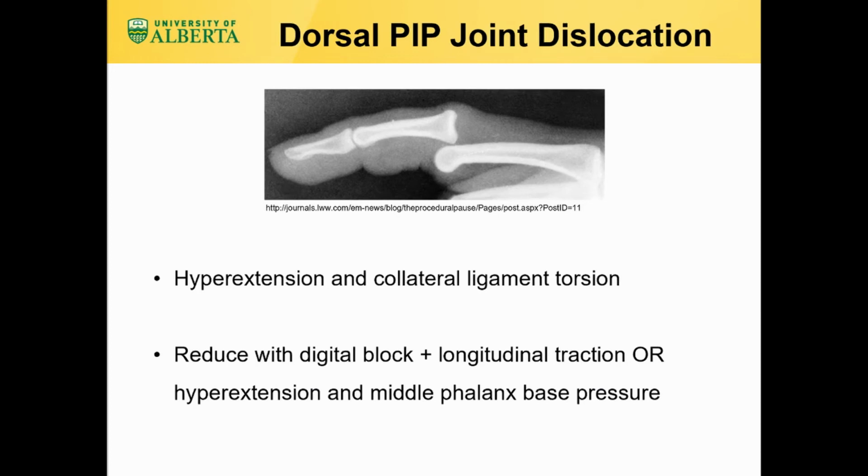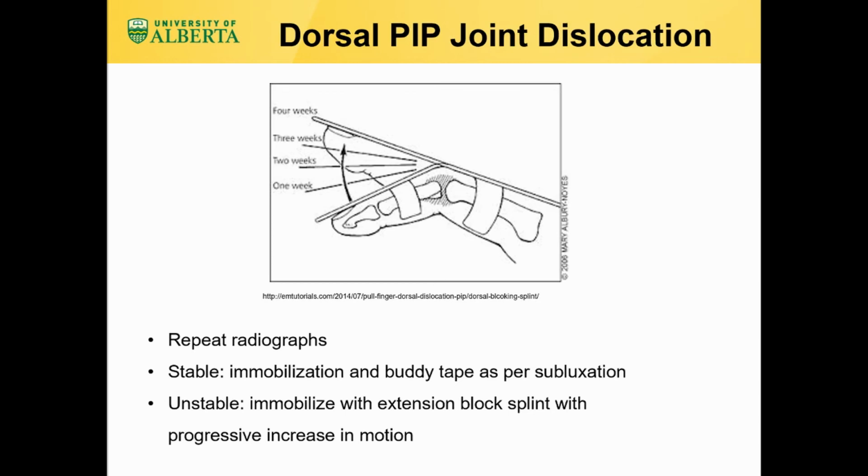Dorsal PIP dislocation often results from hyperextension and torsion of the collateral ligaments. Reduction of these dislocations can usually be accomplished with digital block and longitudinal traction. If the volar plate is blocking reduction, reduction can be achieved by reproducing the injury pattern. Hyperextension of the joint while applying pressure to the base of the middle phalanx can be successful. Once reduced, the joint must be stabilized and the reduction evaluated with radiographs.